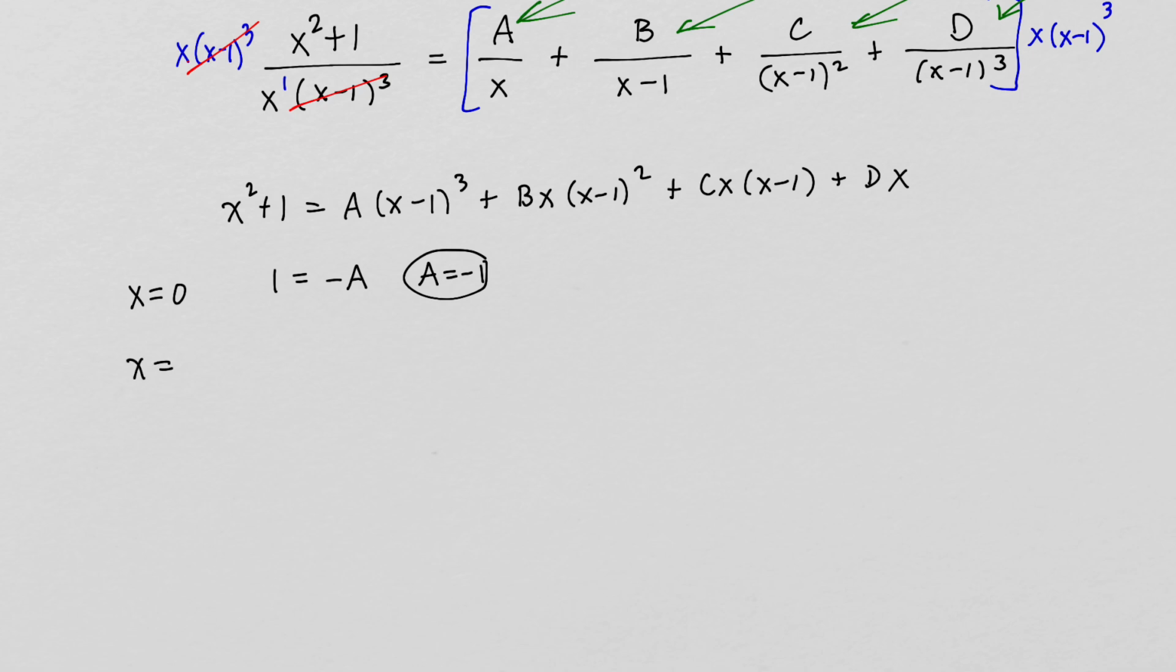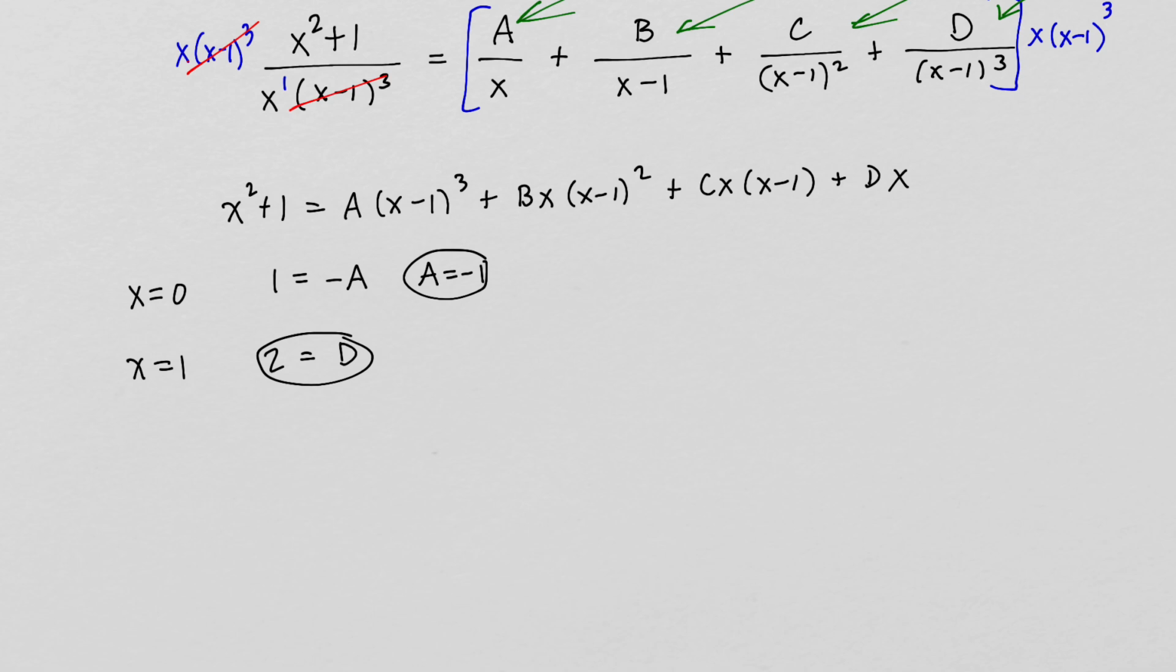Then I'm going to let x equal 1, because when we plug 1 into here, and here, all of these are going to cancel out. And we get 1 squared plus 1, which is 2. And on the other side, when we plug in 1 here, we get d times 1, which is d. And that's done. So d we know is equal to 2.